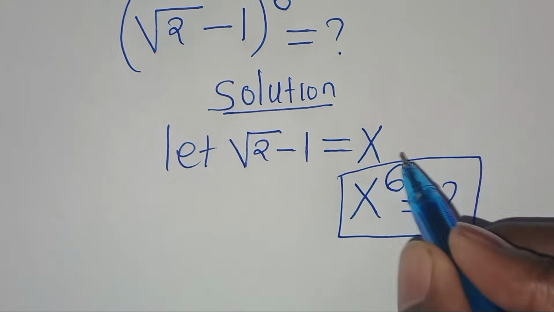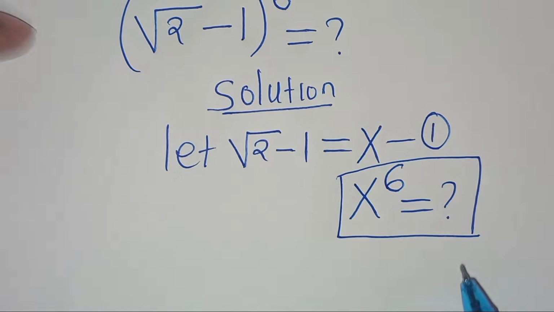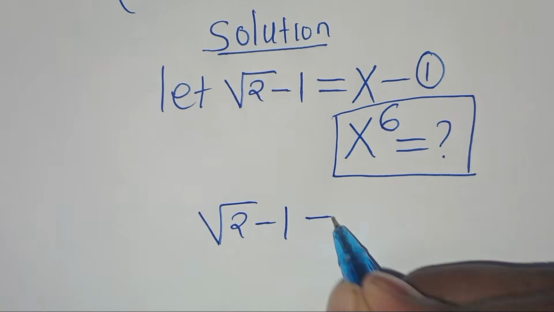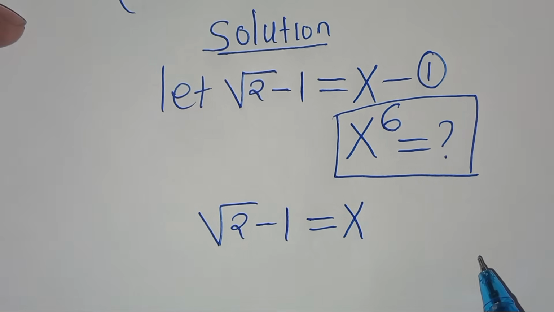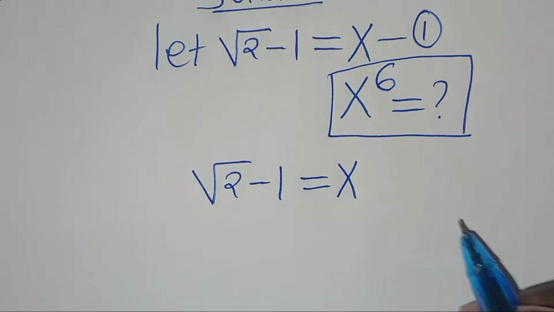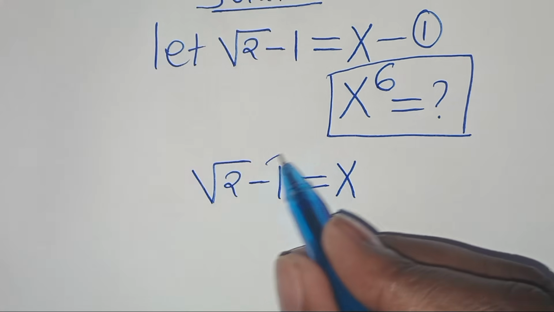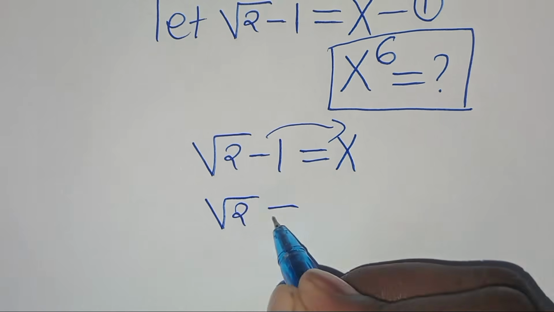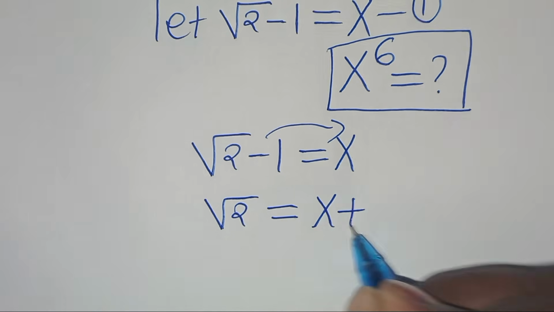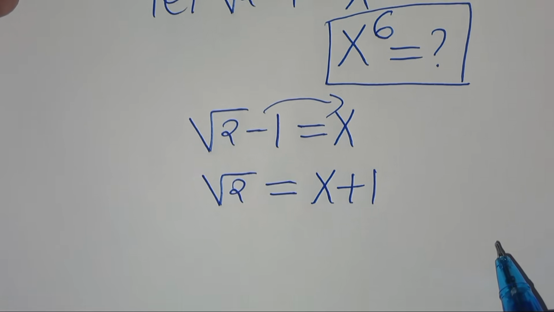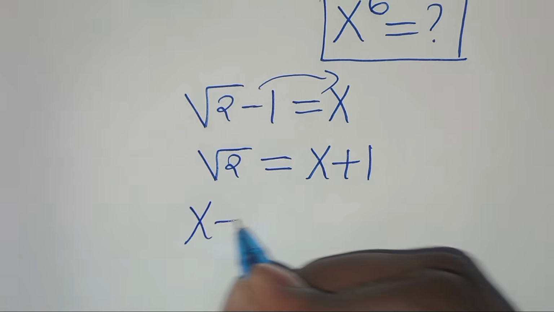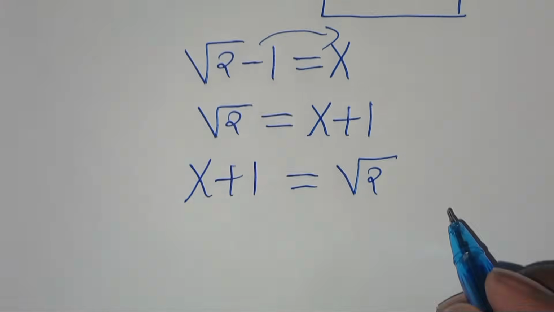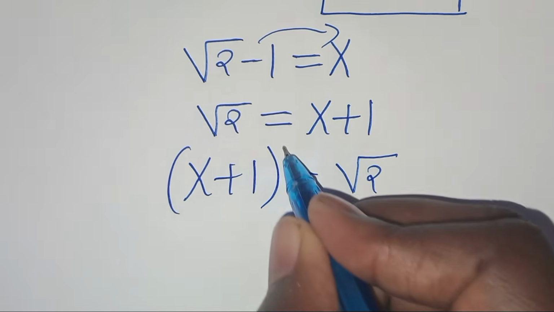Since we have this, let's call this equation 1. Now we have square root of 2, subtract 1, this is equal to x. Now, let's take negative 1 to the right hand side so that we have root 2 equal to x plus 1. So this is the same thing as x plus 1 equal to root 2. So let's square both sides from here.